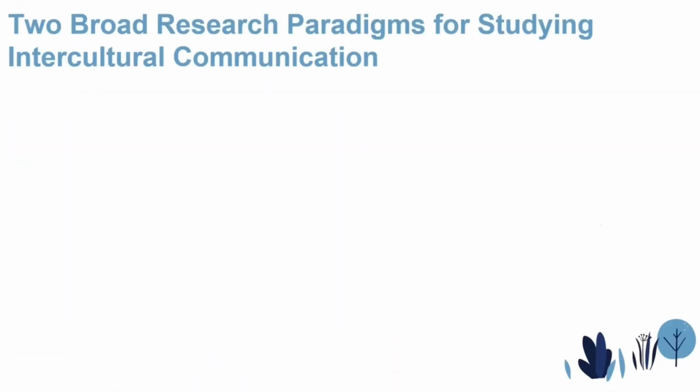In this part, we are going to talk about the two broad research paradigms for studying intercultural communication. The study of human activity, especially communication, is known as a field of social science research. Basically, social science research focuses on understanding the hows and whys of human behavior. It is divided into two categories, the positivist and the interpretivist. These are also known as research paradigms, which refer to a model or a way to explain something.